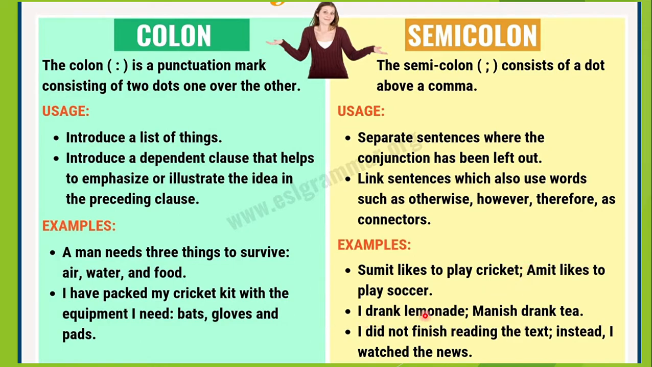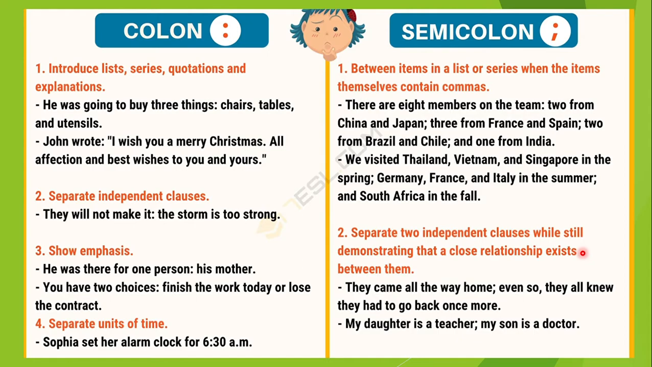I drank lemonade; Manish drank tea. Again, I can say I drank lemonade and Manish drank tea, but the conjunction was removed. Instead of it, I put the semicolon. I did not finish reading the text; instead, I watched the news. All right. So in here, I can also say but instead, I remove the conjunction but and I use the semicolon. Okay. Other usages and rules are here, which are basically the same, but this provides you a deeper and wider meaning.